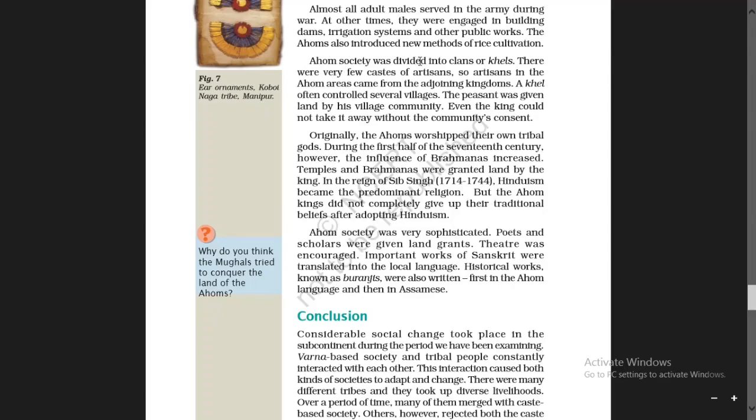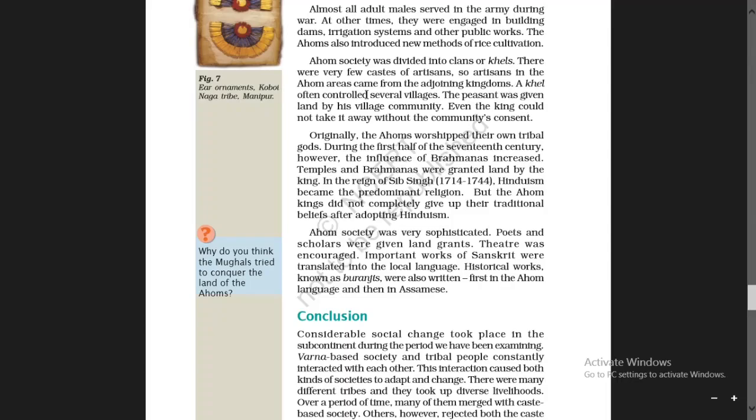Ahom society was divided into clans or khels. There were very few castes of artisans. So artisans in the Ahom areas came from the adjoining kingdoms, that means from other nearby kingdoms.